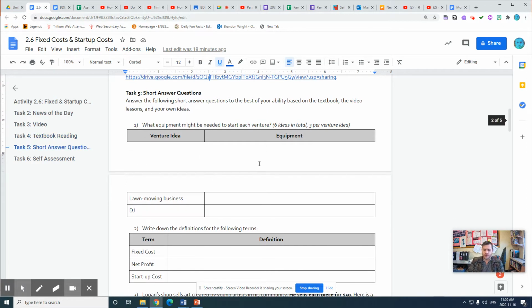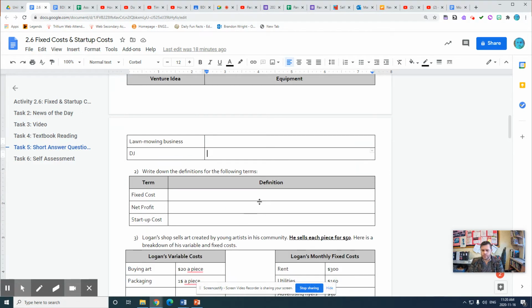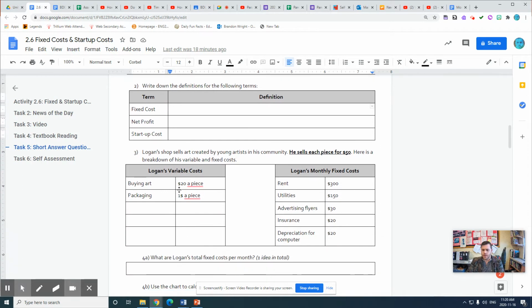First thing though, I'd like you to list what equipment would be needed to start up, say, a lawn mowing business, or being a DJ. So if you want to do those business ideas, what types of equipment will you need? In other words, what are your startup costs? Now, the three important terms that I specified for you, I'd like you to write their definition in the space here. All right, here's where we get into the math.